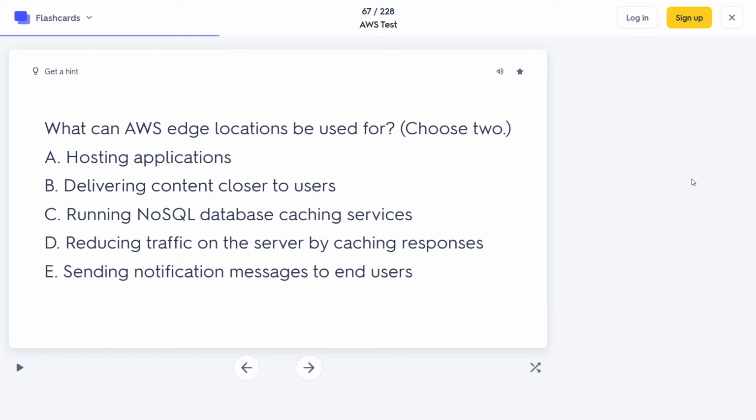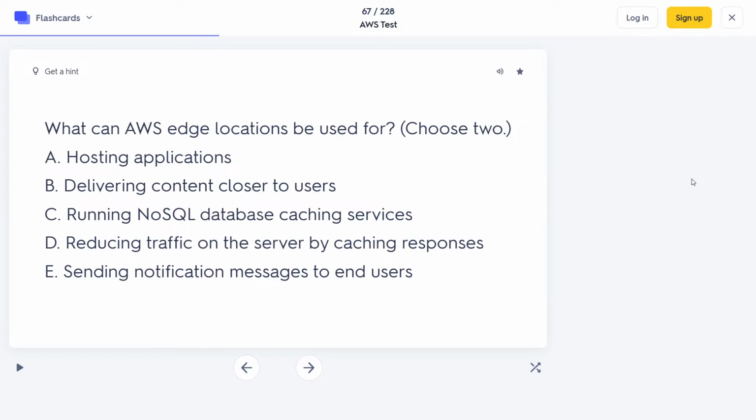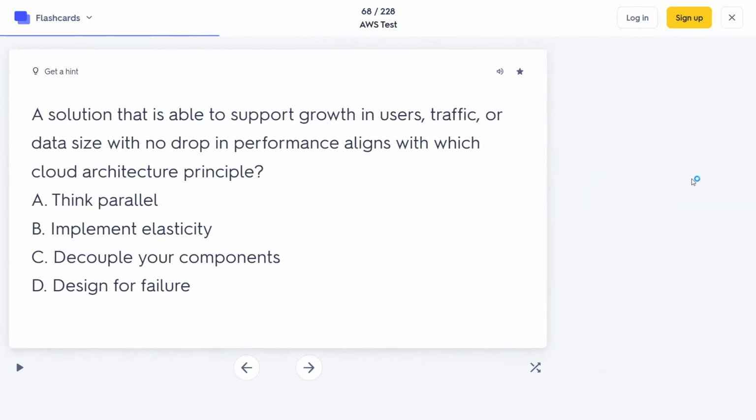What can an AWS edge location be used for? Like, you can use an AWS edge location to deliver the content closer to the users, of course. Oh, we have to choose two. My bad, I should have read it. This is the problem with me sometimes. I will do things properly and then I will get hasty all of a sudden.